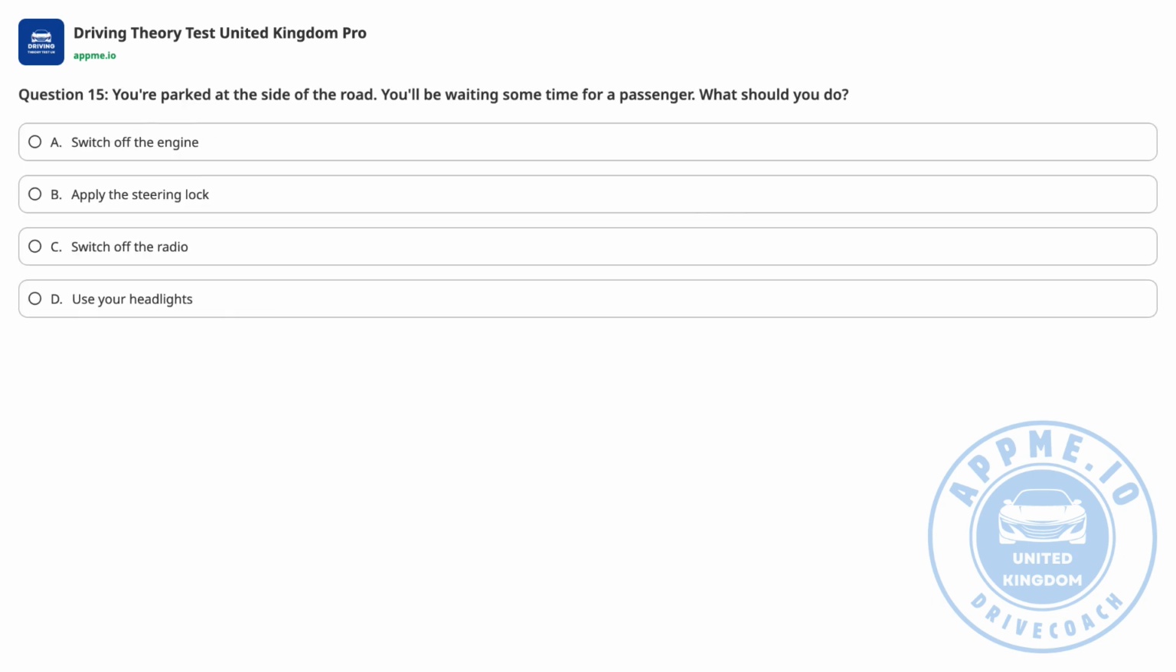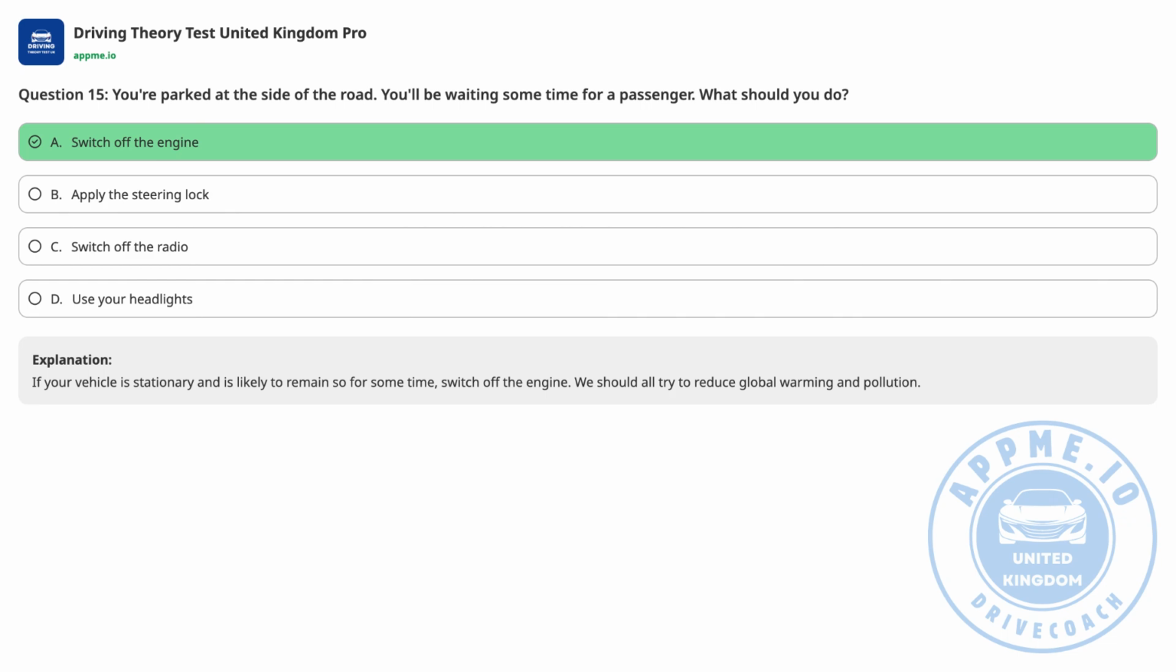Question 15. You're parked at the side of the road. You'll be waiting some time for a passenger. What should you do? A. Switch off the engine. B. Apply the steering lock. C. Switch off the radio. D. Use your headlights. The correct answer is A.